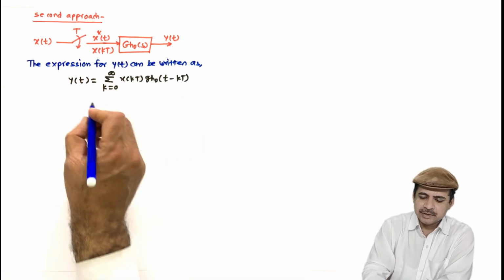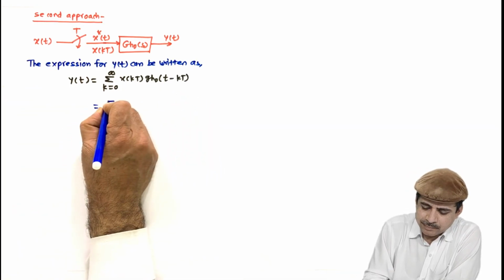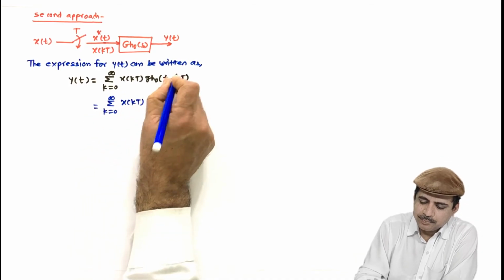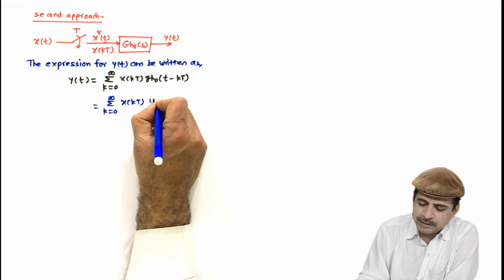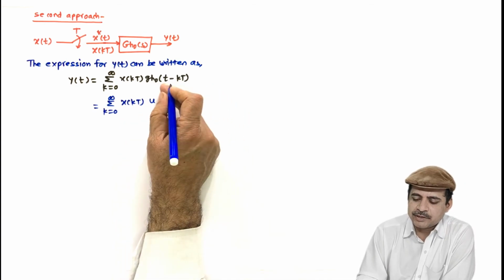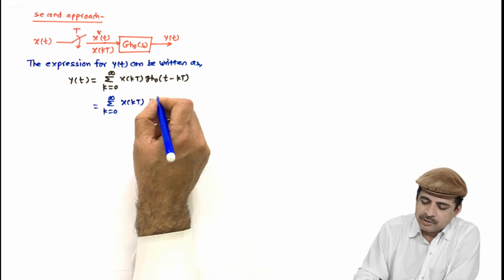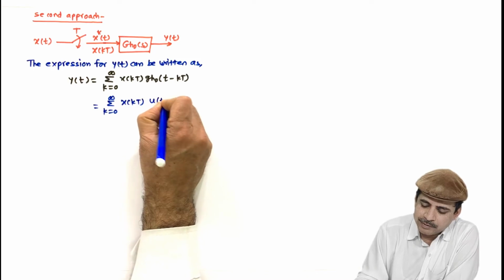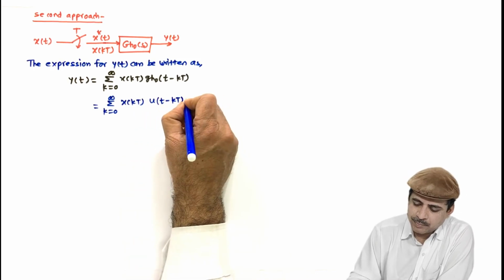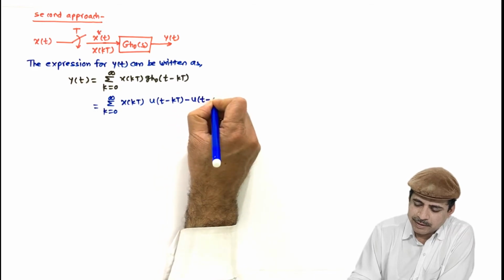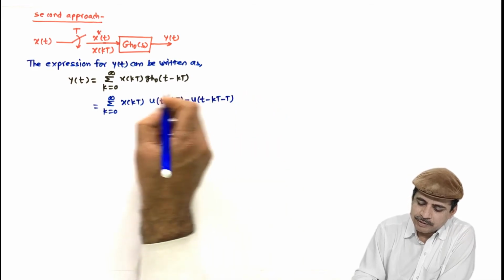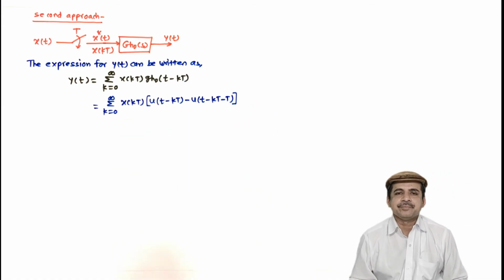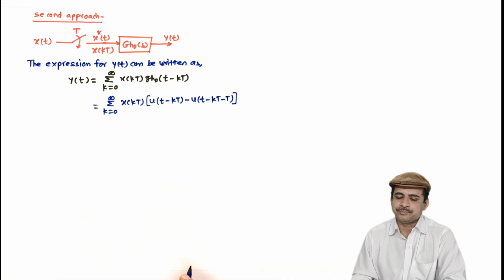And then let us substitute here the expression for the impulse response, which is u(t) minus u(t minus T). So here t is replaced with t minus kT. So Gh0(t minus kT) will be u(t minus kT) minus u(t minus kT minus T). So in the expression of impulse response of zero order hold, we have replaced this small t with t minus kT to get the term for the convolution sum.